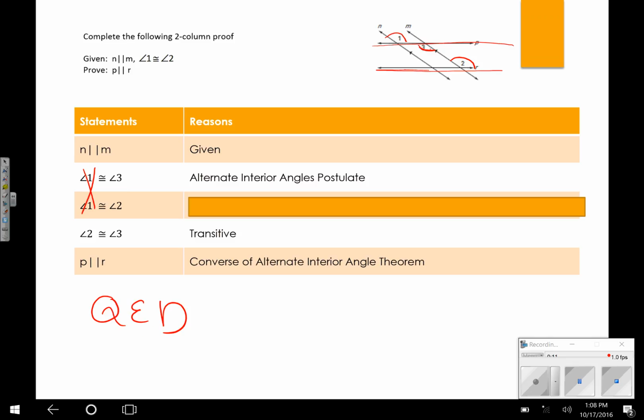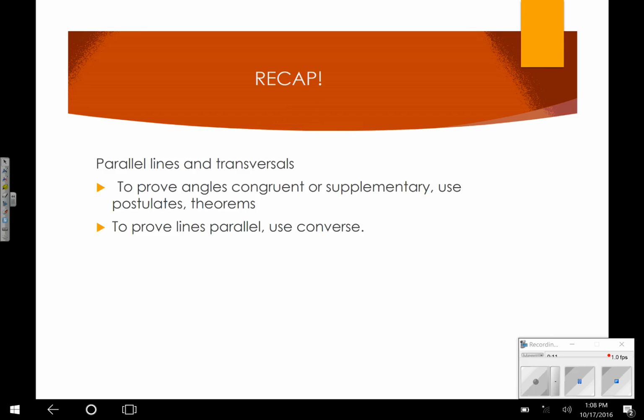We've proven it. All right, so today we looked at parallel lines and transversals. We've learned to prove. We have to remember that to prove angles congruent or supplementary, we're going to use the postulates or theorems. And to prove lines parallel, we're going to use the converses of those postulates and theorems.